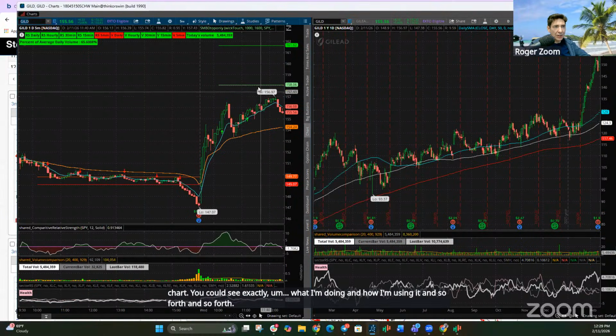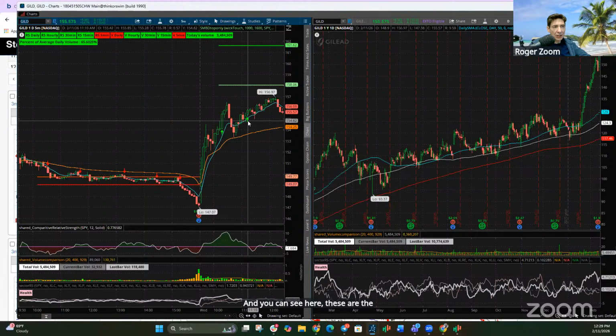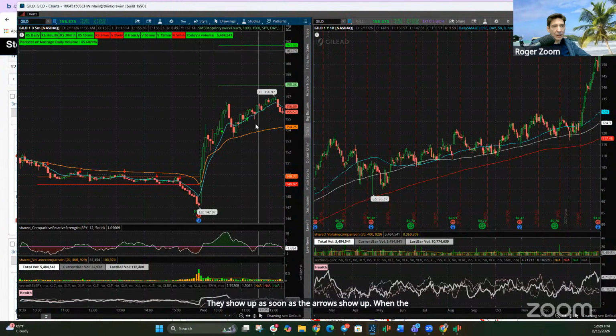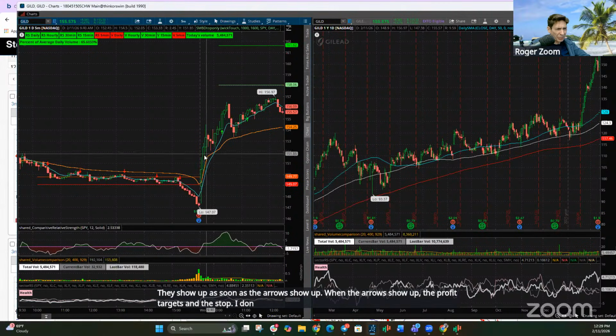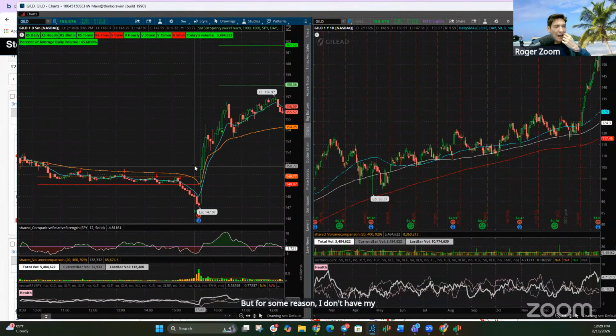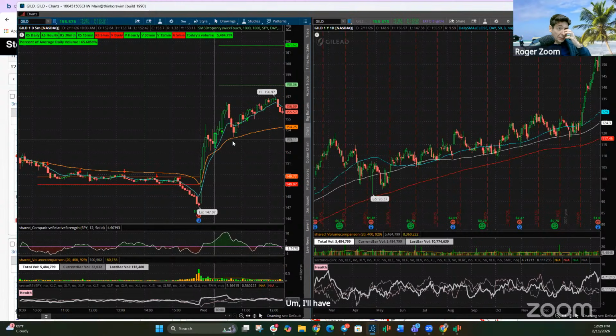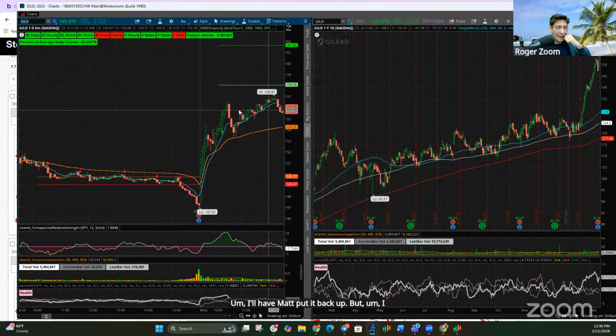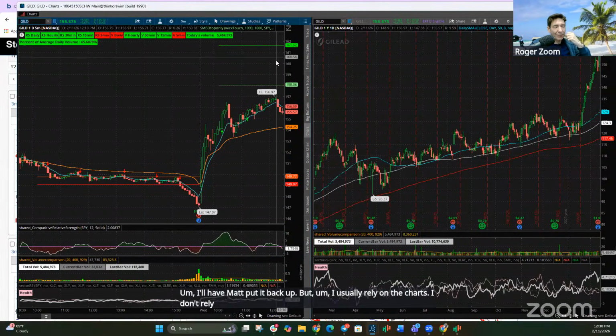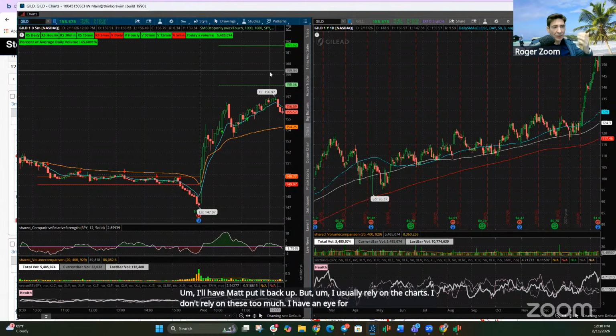And you could see here, these are the profit targets. They show up as soon as the arrows show up. When the arrows show up, the profit targets and the stop. I don't have a stop. For some reason, I don't have my stop loss here. I'll have Matt put it back up. But I usually rely on the charts. I don't rely on these too much. I have an eye for this. I've been doing this for a long time.